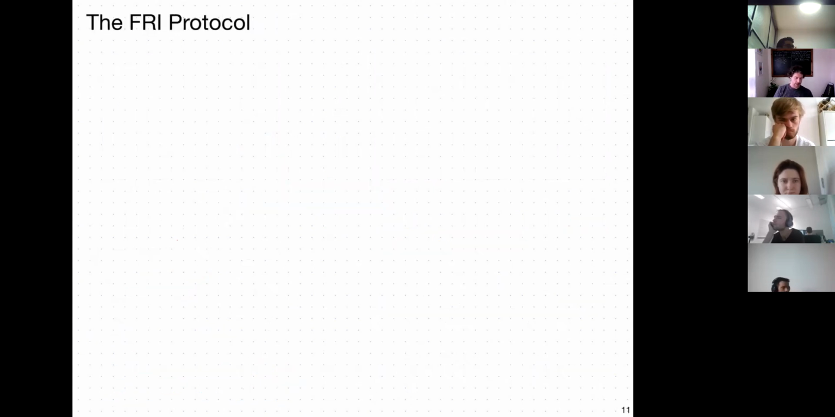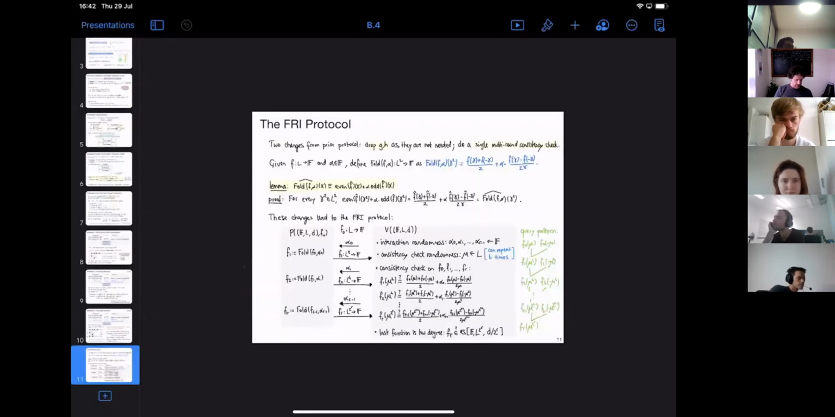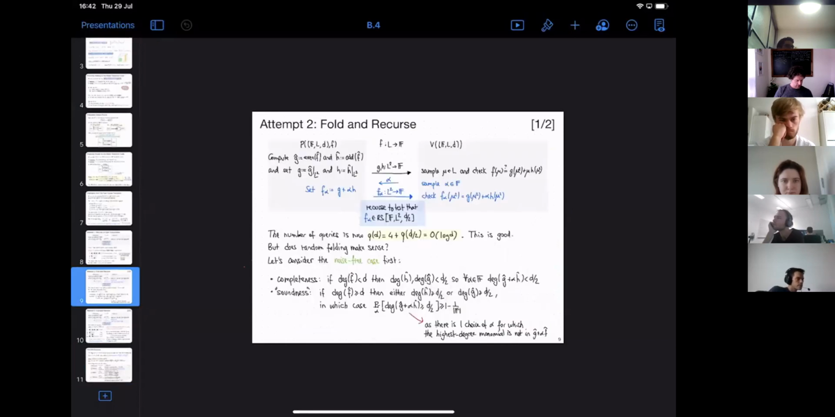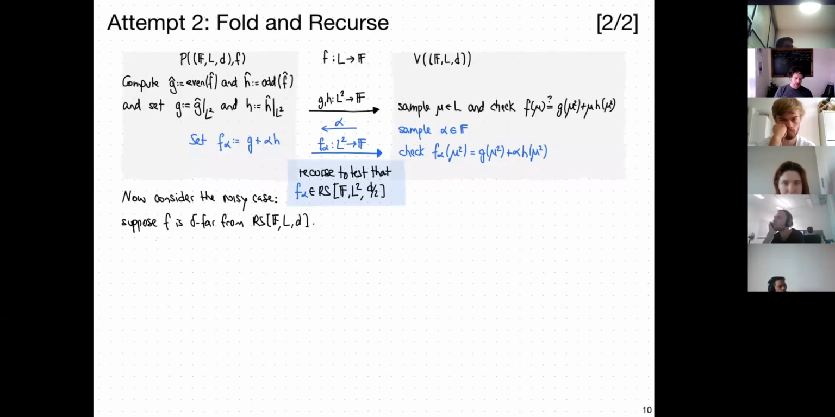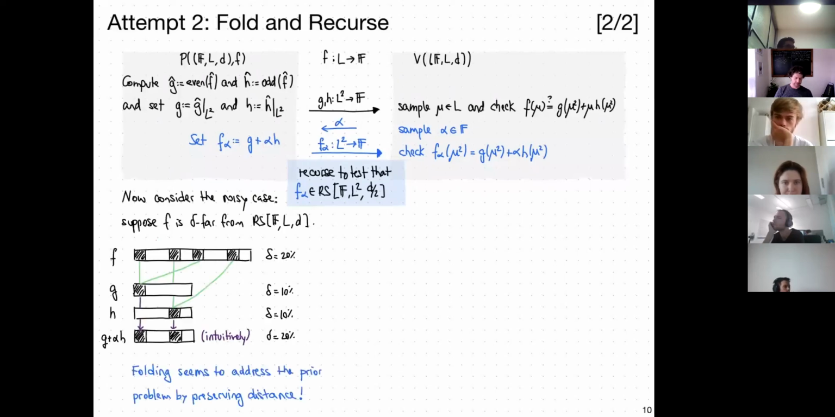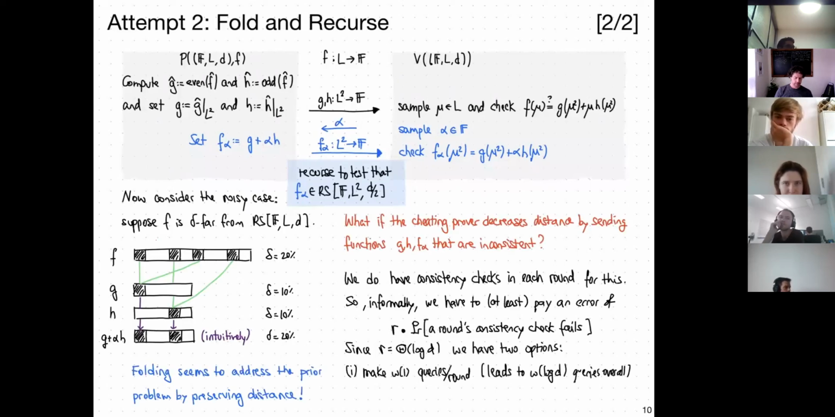I have a question. Yes. So on the previous page, the check in blue that the verifier is doing, whether f of alpha on mu square equals g of mu square plus alpha times h of mu square, does this mu have to be the same as the mu that was sampled in the previous phase?